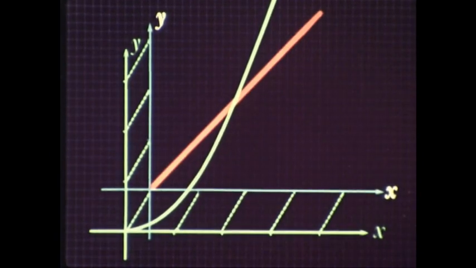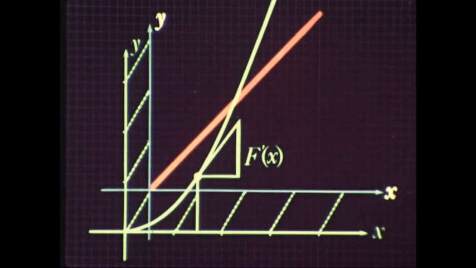Let us now measure the slope of the graph of cap F, which is to say, let us find the derivative of cap F by means of our triangle with base 1 and hypotenuse tangent to the curve.